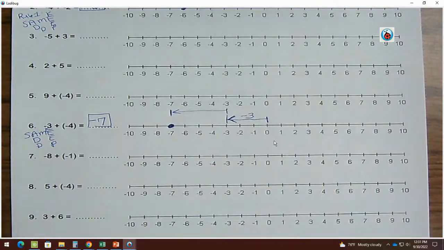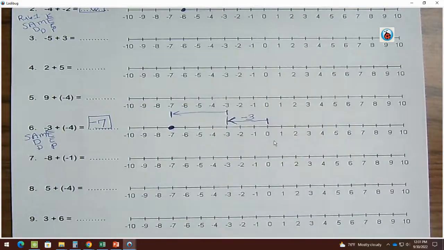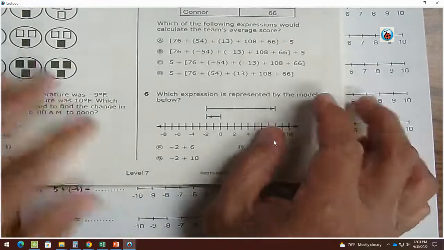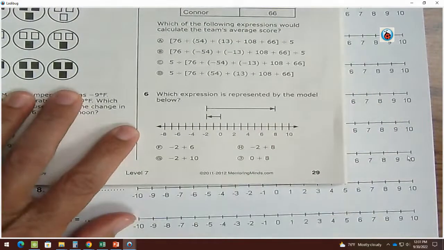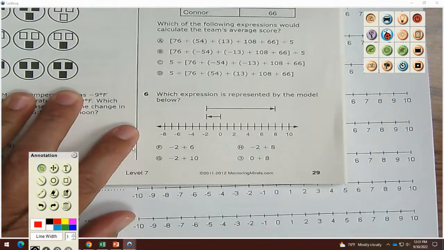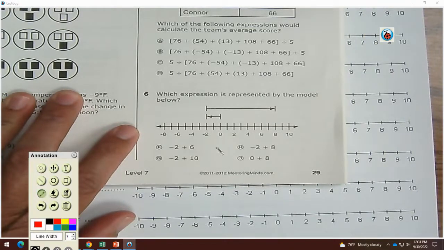Now, why am I making a big deal about knowing how to model them? Because in the STAR, you'll get questions like this, okay? So you could tell quickly. In this case, we start at 0 and we lose 1, 2, and that matches this one so far. It matches this one, and it matches this one.